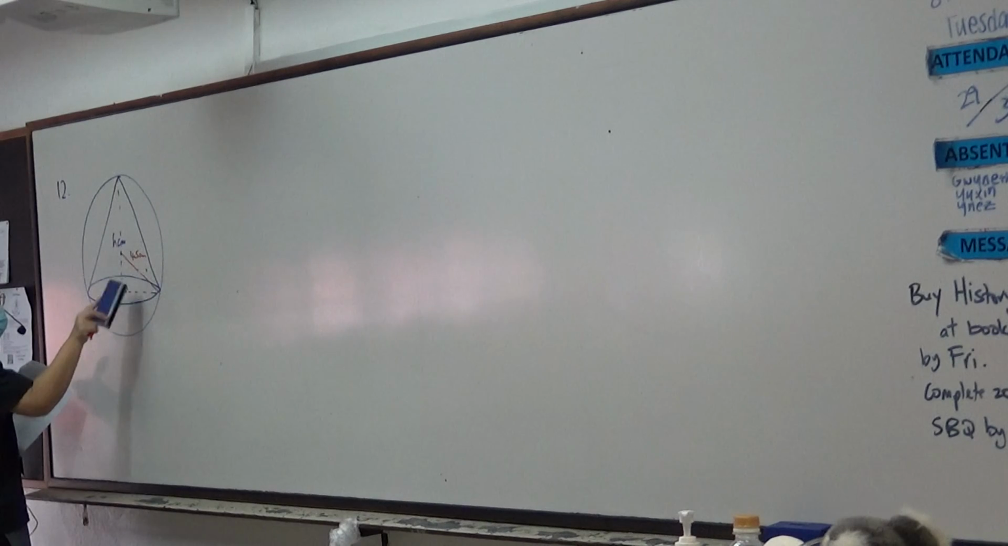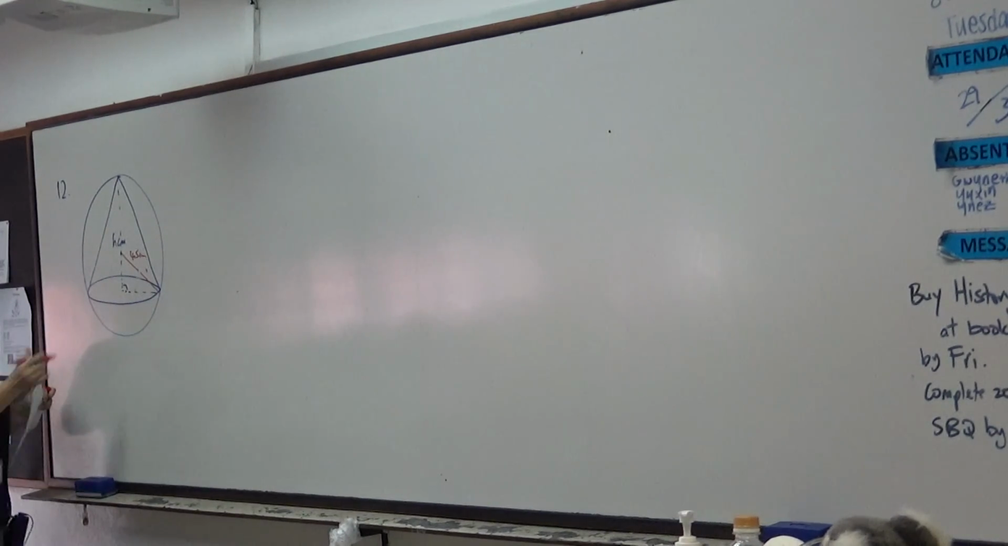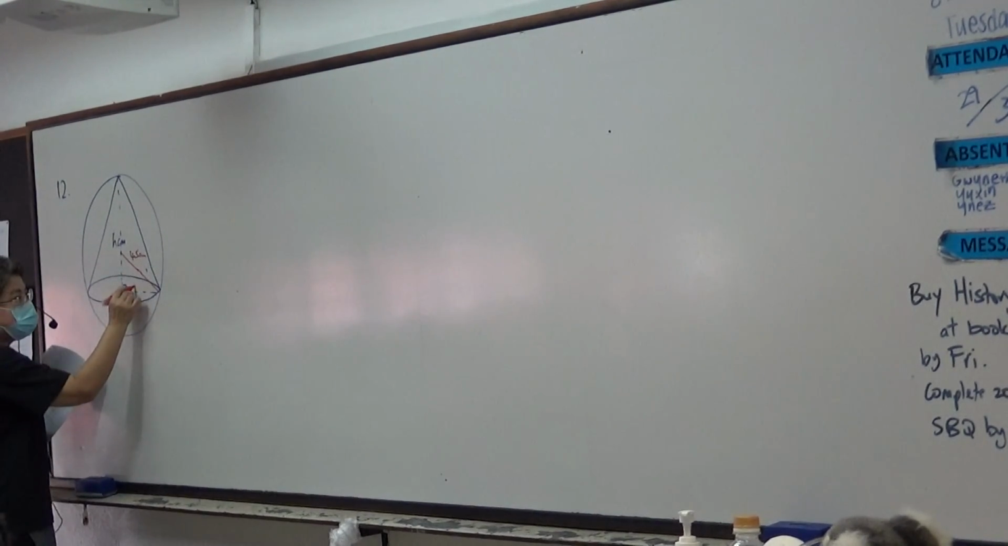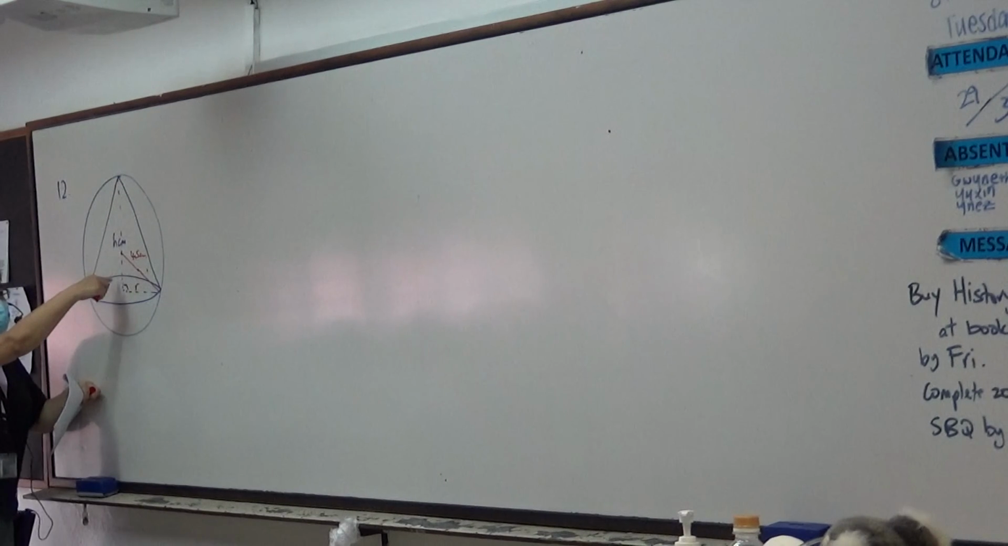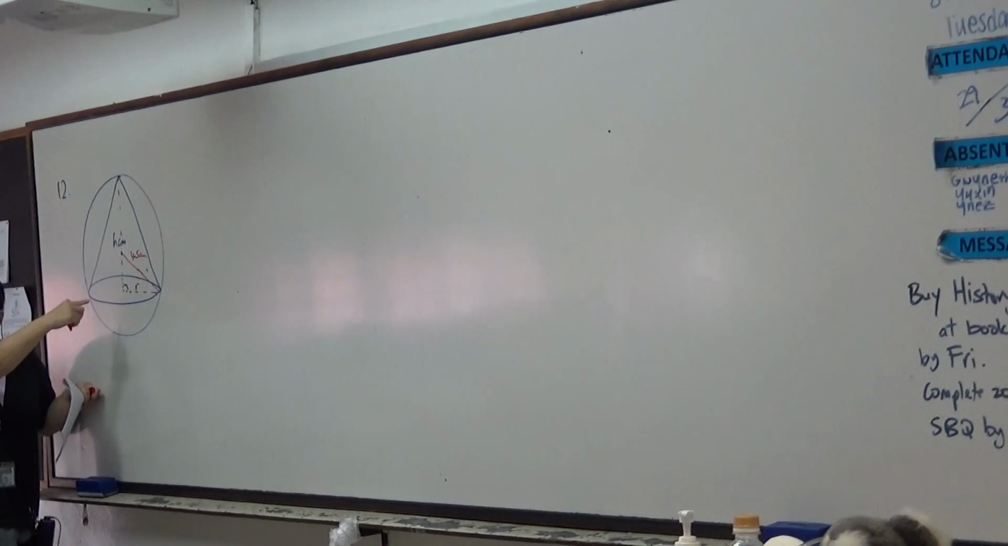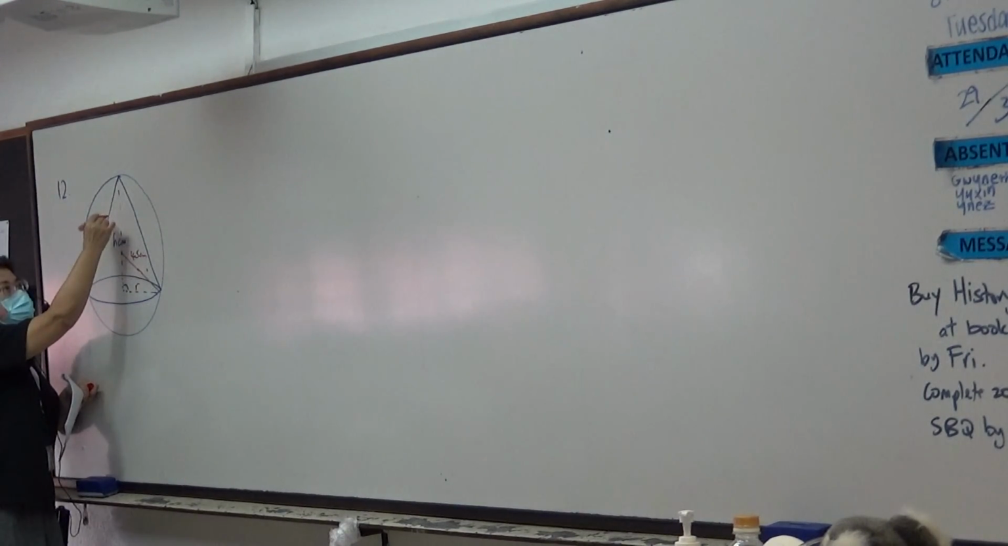I better get rid of this so that you can see better. Okay? Now, we know this is r. Agree? Now, this whole thing is h, the height of the cone. So, do you agree that this is also 4.5 from here to here?